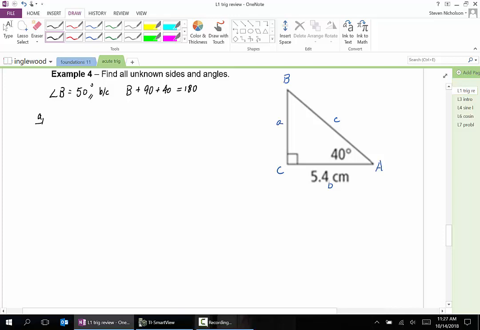Now here's what I tell my grade 10 students. Whenever they're doing trigonometry, you write down what I know or want to know. So that's what WIK stands for. What I know or want to know.